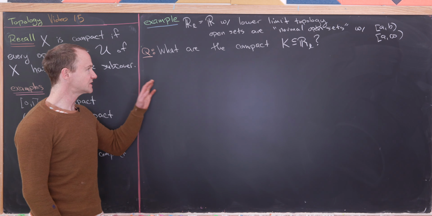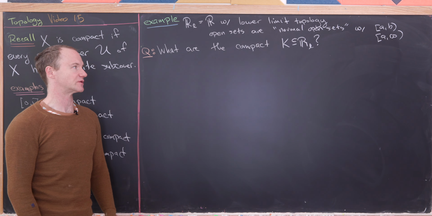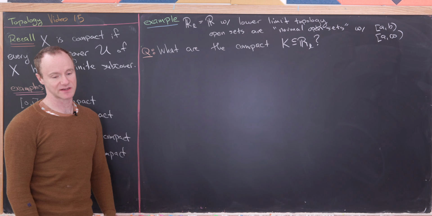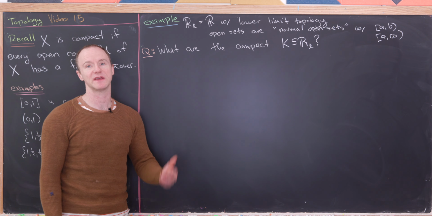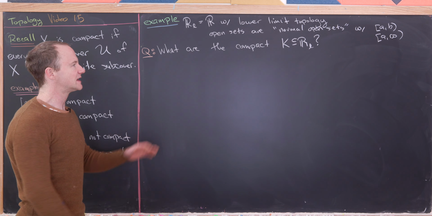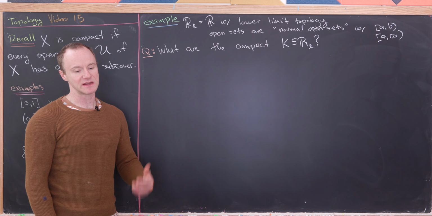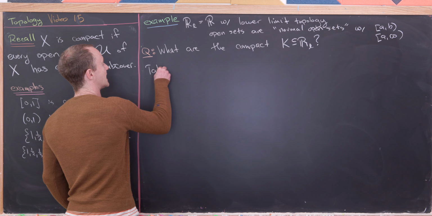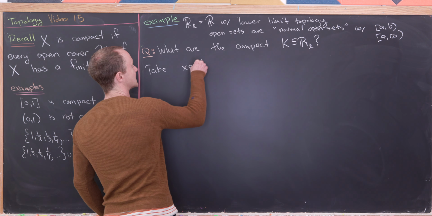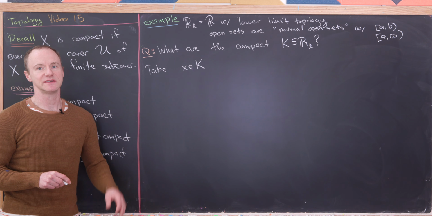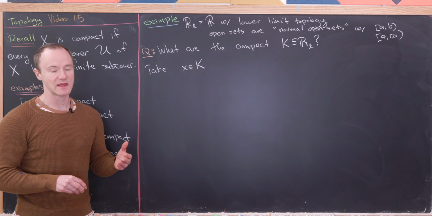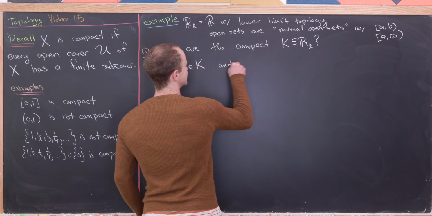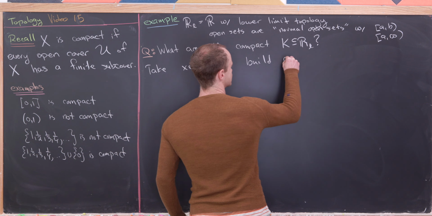Okay, so now we want to look at the following question, which is, can we somehow classify the compact subsets of R sub L? And you'll see that we will be able to. Okay, so let's say that we've got a non-empty compact set K, and then let's take some X in K. So we know it's non-empty, so we can take a point from K, and then from this X, I want to build an open cover.